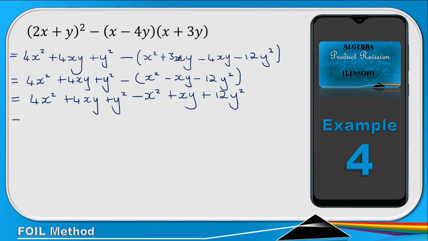Okay, and then the final step is we're just going to add our like terms. So we have 4x squared minus x squared. This gives us 3x squared. Then we have plus 4xy plus xy, so 4 plus 1 is 5, so plus 5xy. And then finally the y squared: 1 plus 12 is 13y squared. And that is then our final answer.